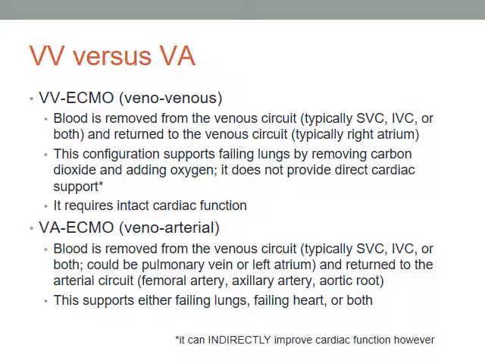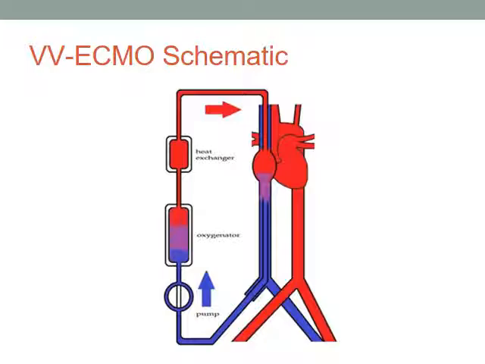Now this is a little cartoon of a VV ECMO setup. This shows blood being removed from the IVC in this patient, coming out of the right femoral, going through the oxygenator, coming in initially purple and coming out nice and red, and then getting pumped back into the right atrium.